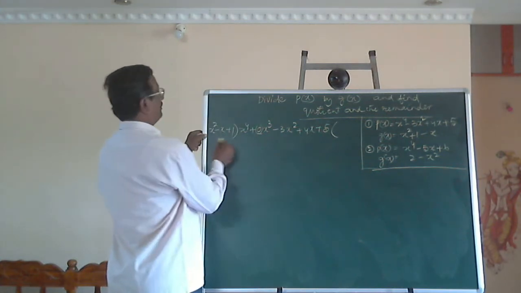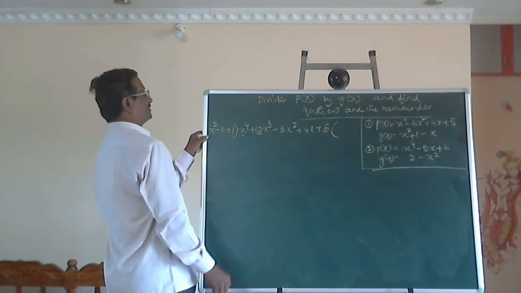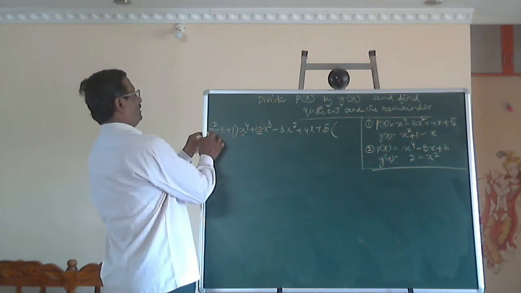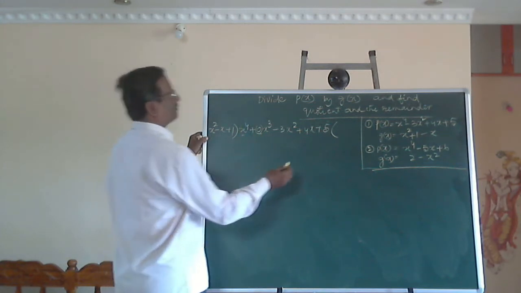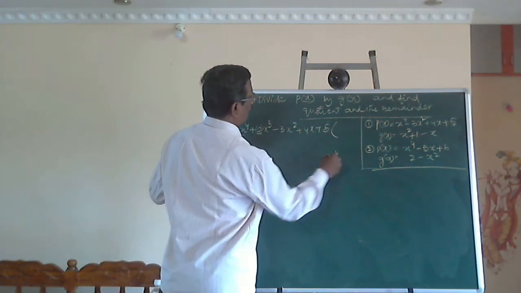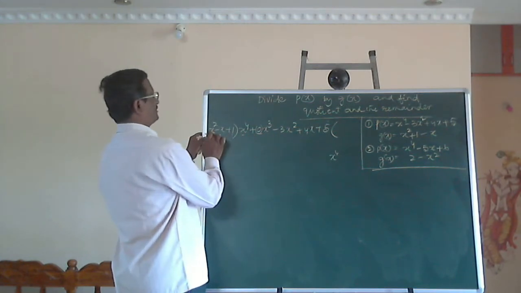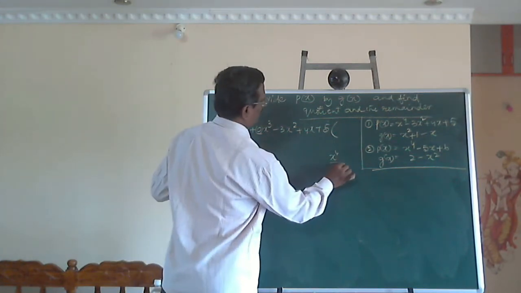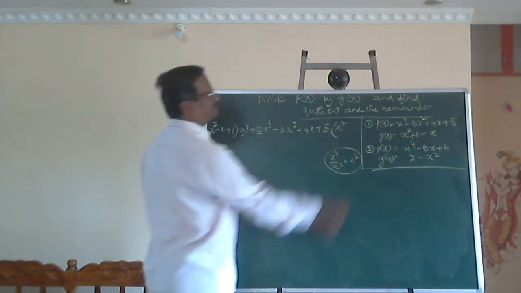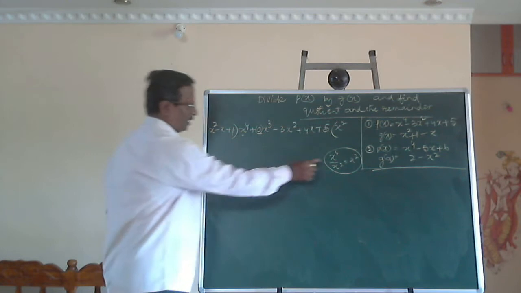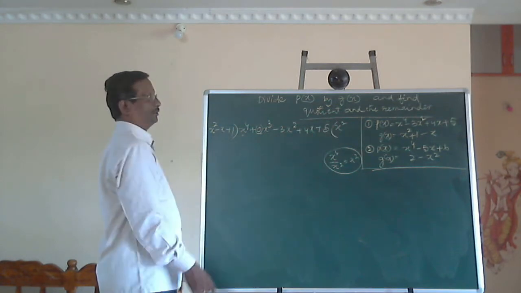Here x to the power 4 is the first term. To get x to the power 4, x square by what we have to multiply? Either you do it orally or we can have x to the power 4, the first term. Here the first term of the divisor is x square. On dividing, the result is x square. So here in the quotient, the first term is x square. This is how we get the first term in the quotient.